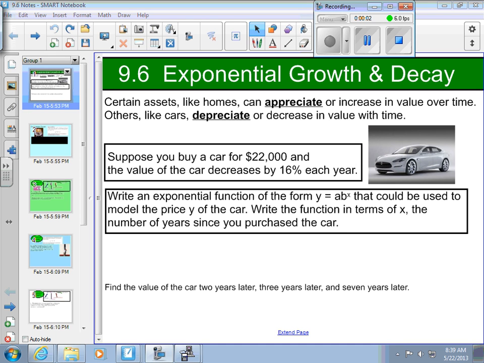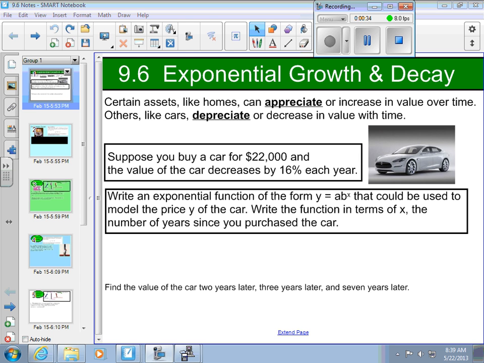We started the chapter looking at exponential growth and decay, and we're going to come back to it in the last section to look at similar type problems, but a little bit different, and we're going to use some of the stuff we learned about logs to solve them. Back in that first section, we talked about certain assets like homes can appreciate or increase in value over time, and other assets like cars depreciate or decrease in value with time. This first example looks at one of those.